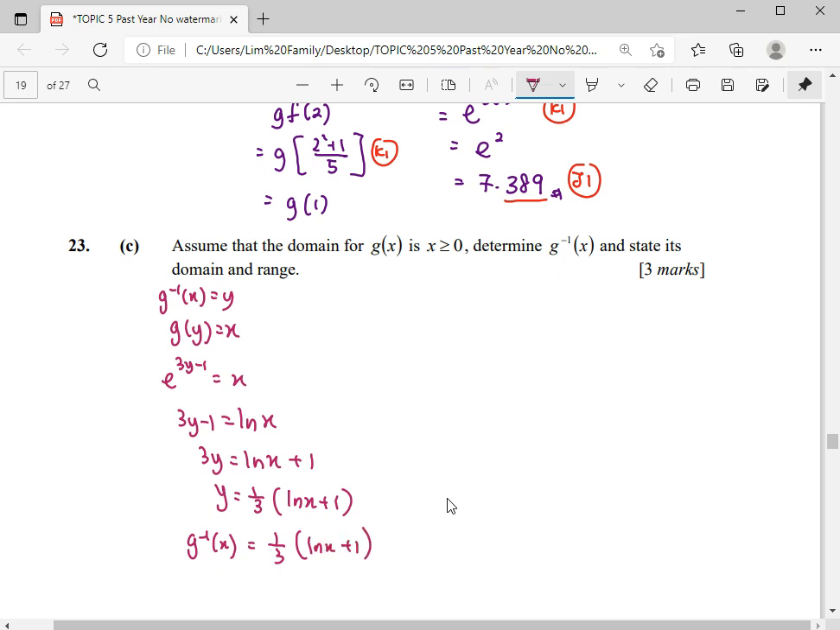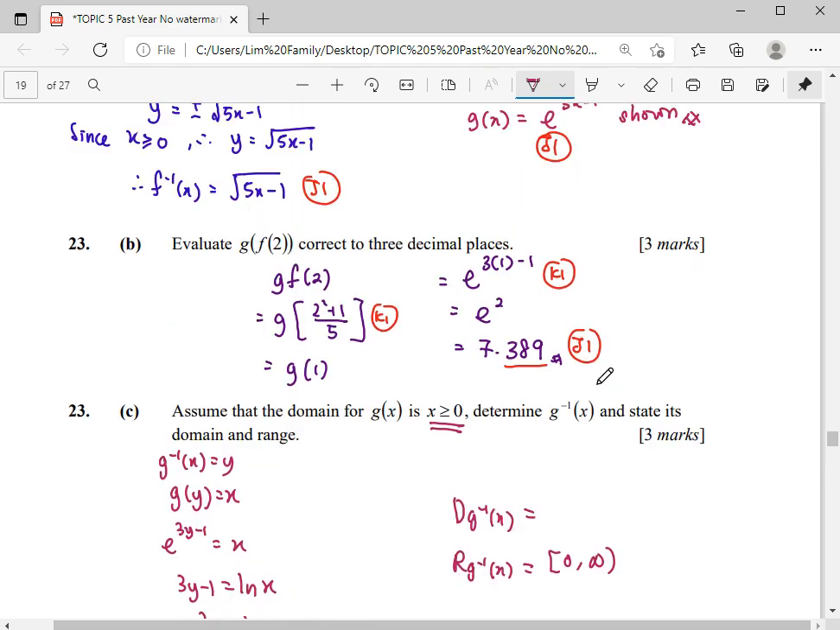And then state the domains and range. When I want to find the domain of g inverse, I have to refer to the range of our function. And when I want to find the range of the g inverse, I have to refer to my domain. The domain of g here is 0 to infinity. So the range of g inverse refers to the domain, and the domain of g inverse refers to the range. So now I need to refer to the range here.